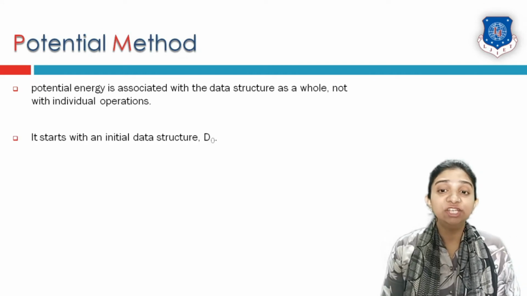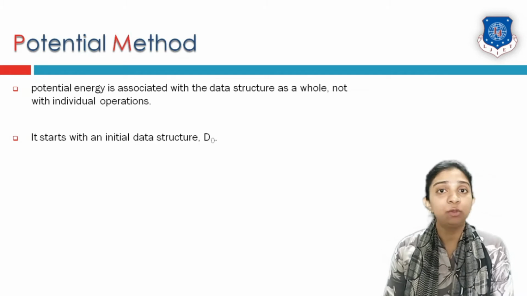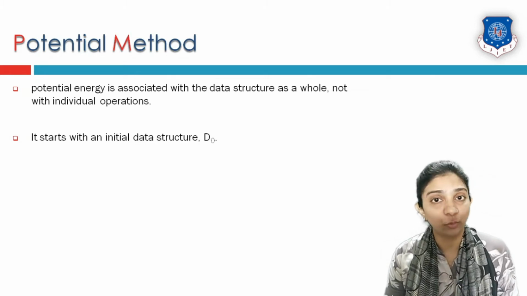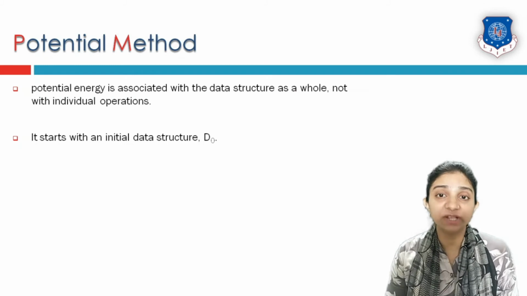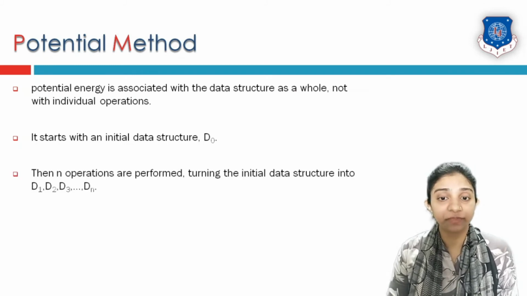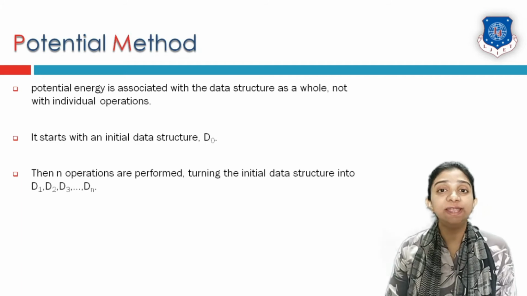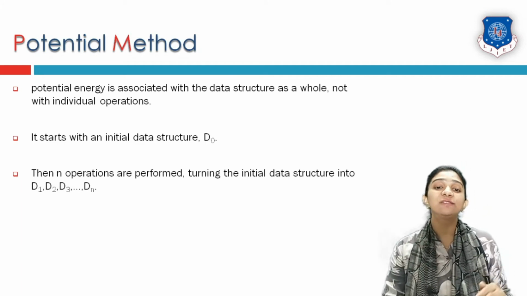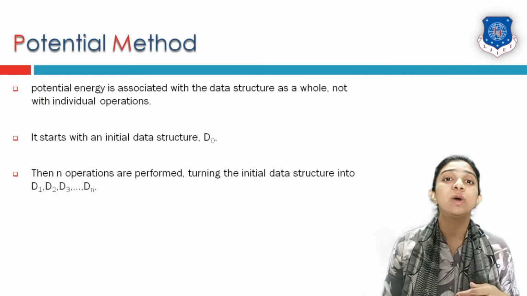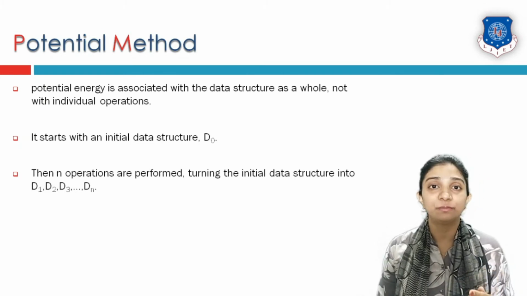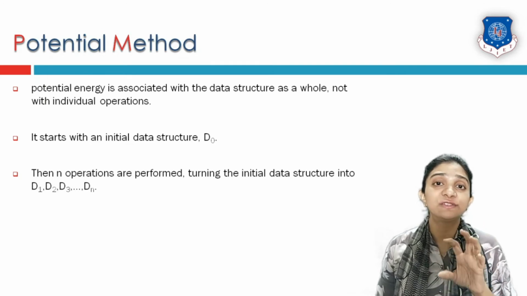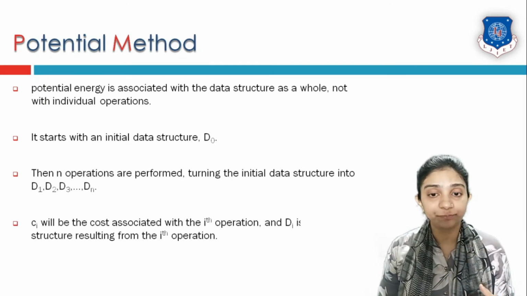It starts with the initial stage of the data structure. We call that stage D0. D0 is the initial stage of the data structure. When n operations are performed over the data structure, the data structure will change its stage or its potential from one stage to another. Like from D0 it will go to D1, from D1 it will have a potential of D2. Likewise, after n operations, the data structure's stage will be Dn.